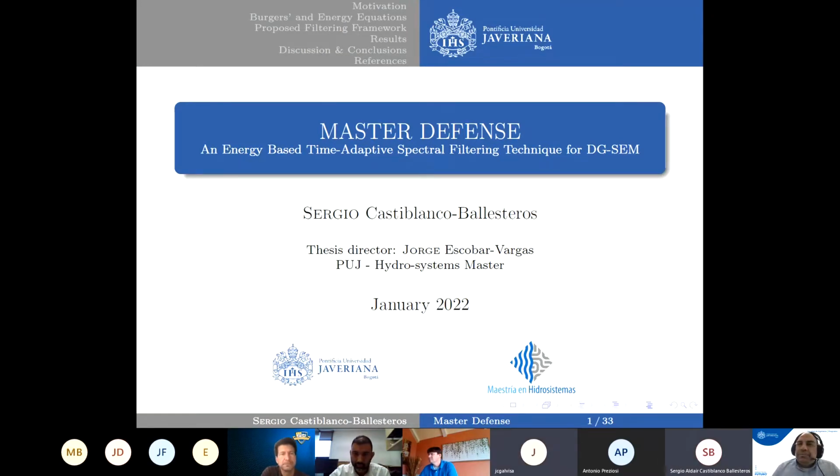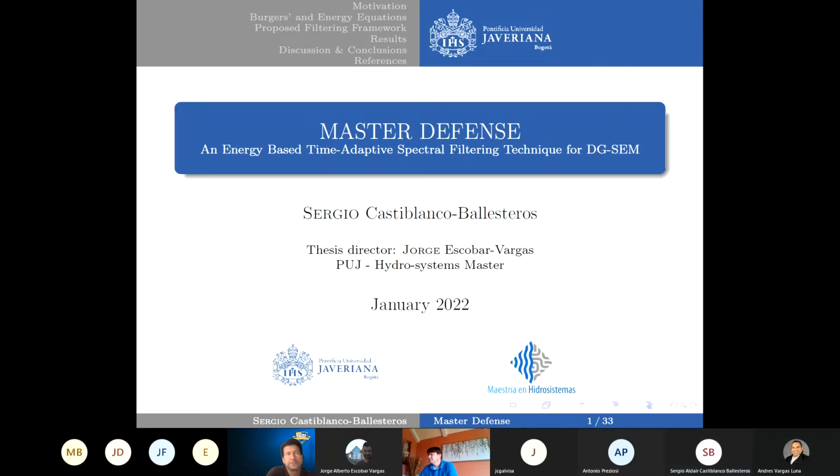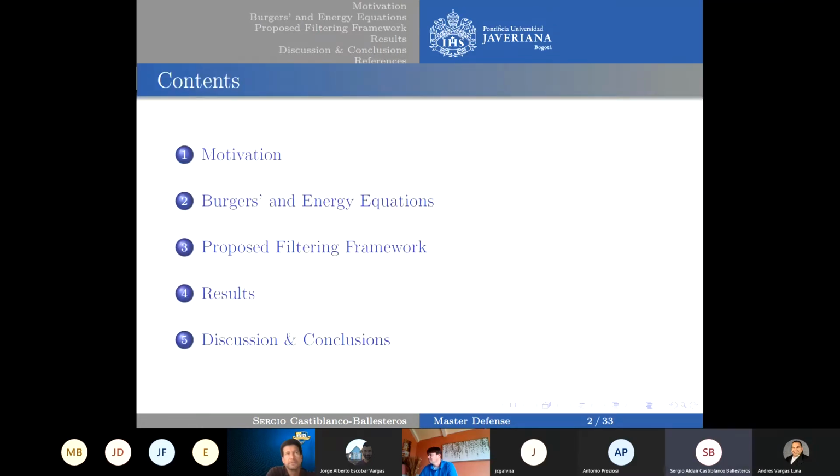Perfect. So the name of the work is an energy-based time adaptive spectral filtering technique for DGSM. The contents of the presentation are the next. First, I'm going to introduce the motivations. Then I'm going to explain Burgers and energy equations. Then I'm going to introduce the proposed filtering framework. I'm going to present some results and finally some discussion and conclusions.